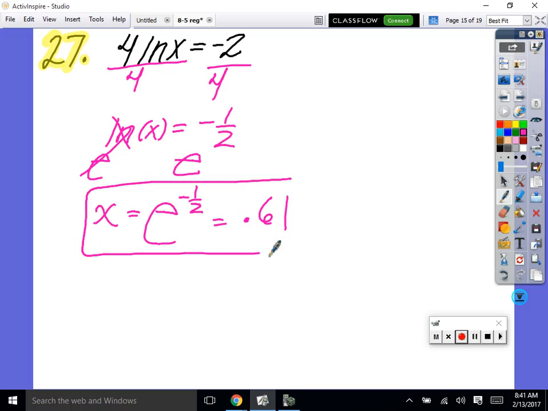This would be what I want to see, 2 decimal places. Anybody confused? Okay, let's do another one.